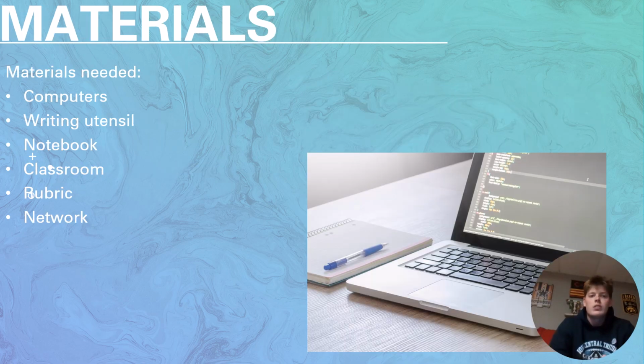And then the materials needed are a computer, writing utensil, notebook, classroom, obviously, and then a rubric and a Wi-Fi network.